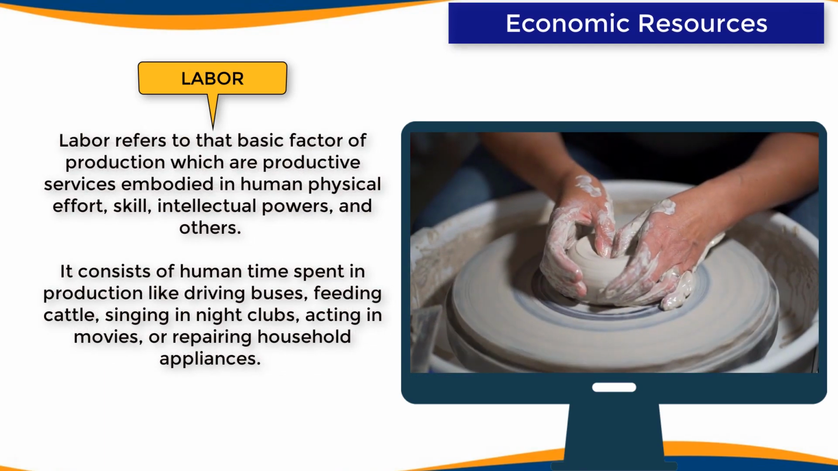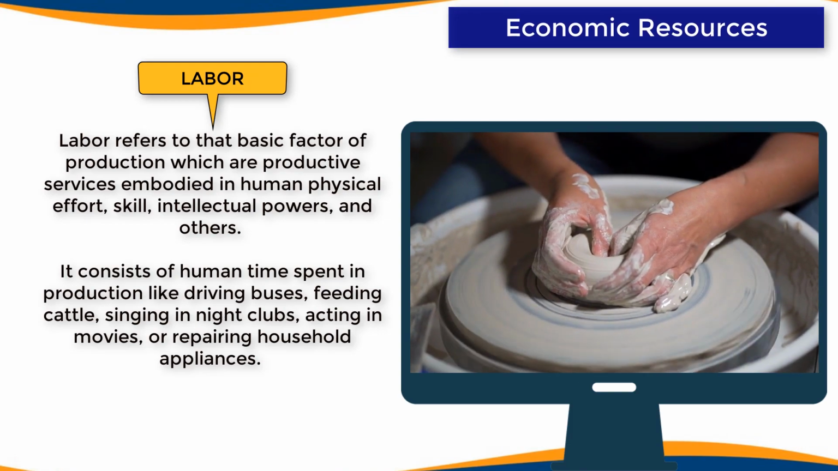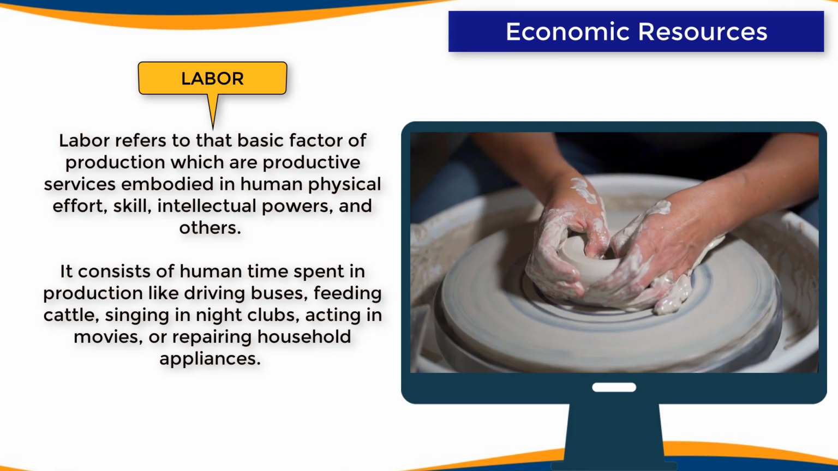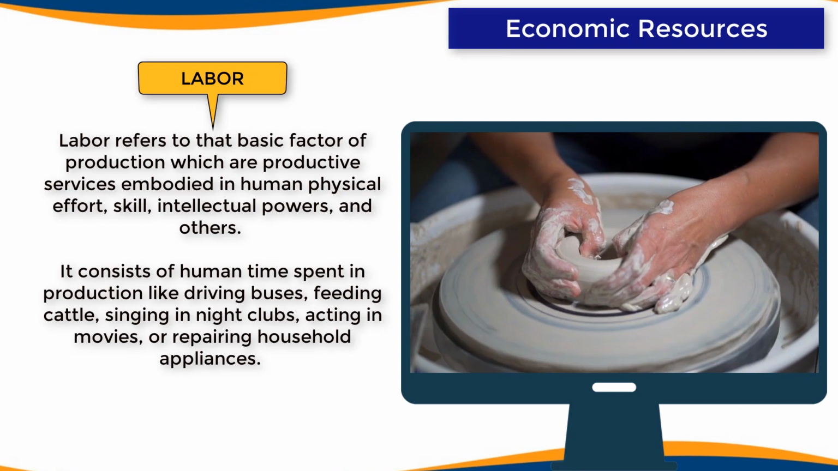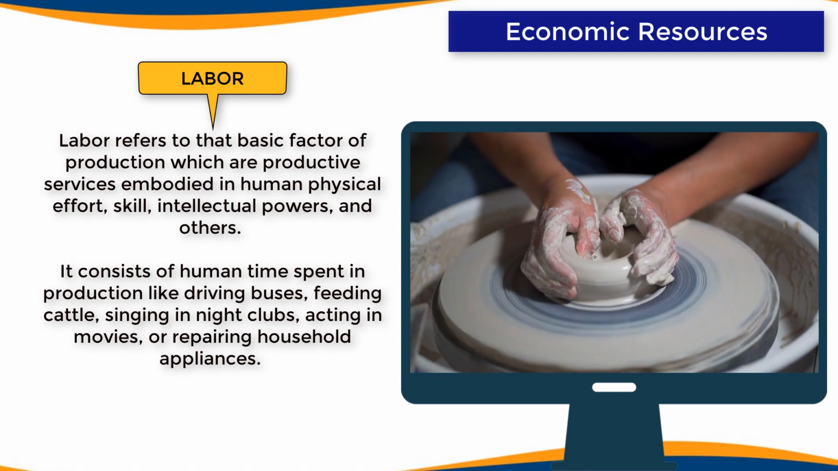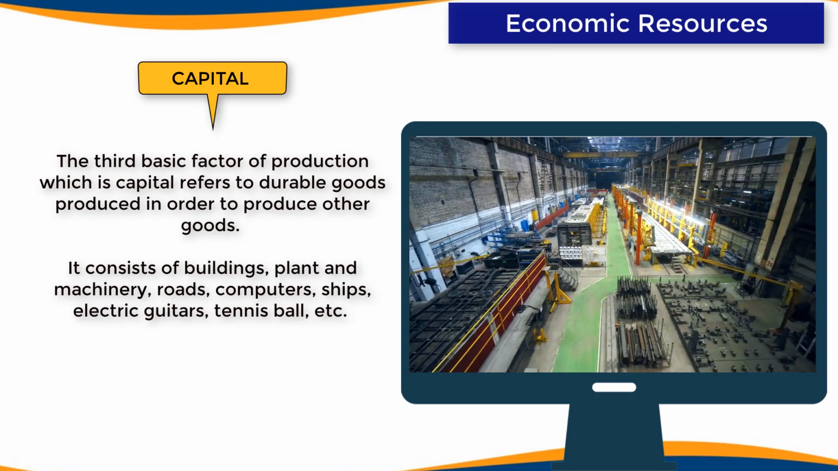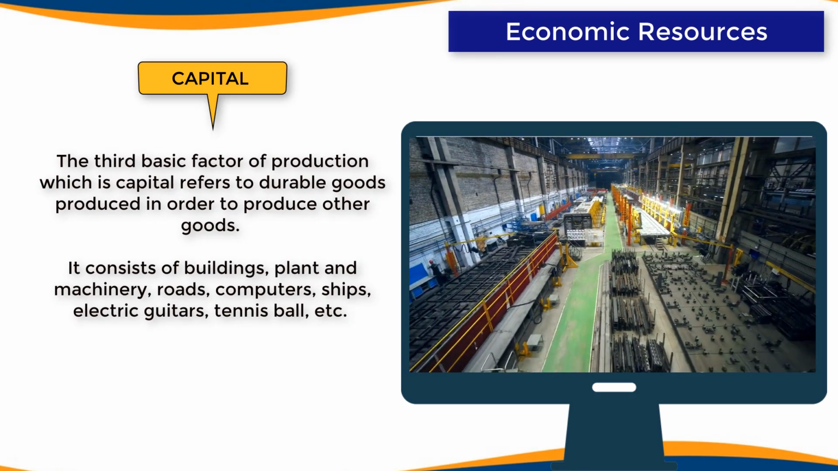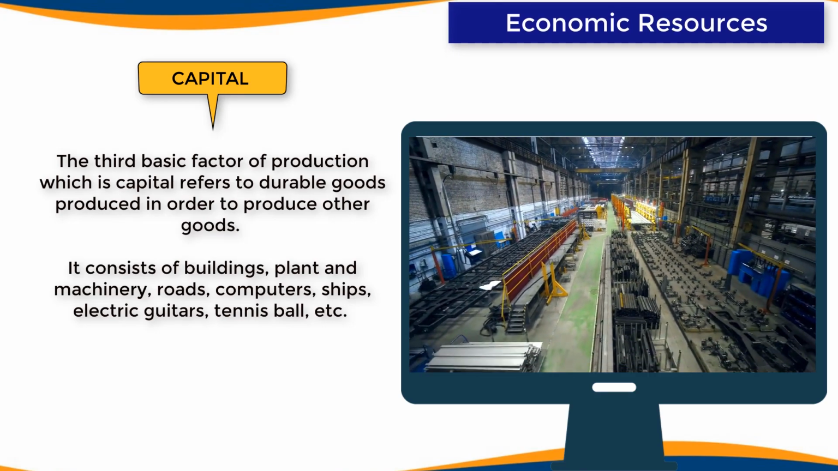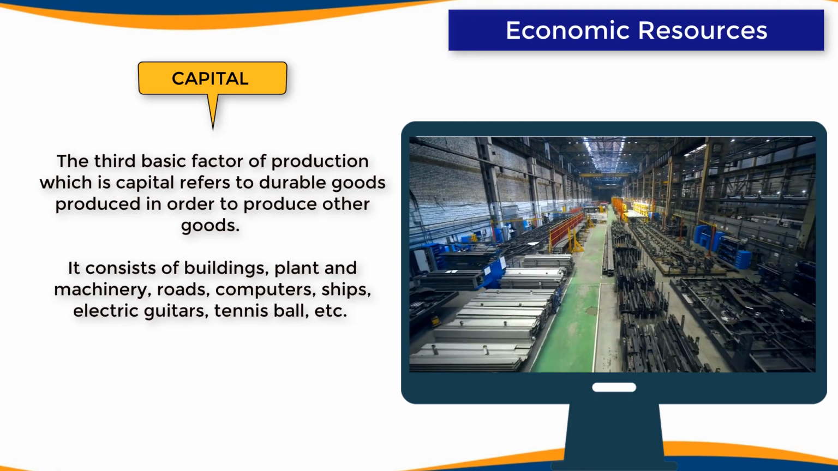Labor. Labor refers to that basic factor of production which are productive services embodied in human physical effort, skill, intellectual powers, and others. It consists of human time spent in production, like driving buses, feeding cattle, singing in nightclubs, acting in movies, or repairing household appliances. Capital. The third basic factor of production, which is capital, refers to durable goods produced in order to produce other goods. It consists of buildings, plant and machinery, roads, computers, ships, electric guitars, tennis balls, etc.